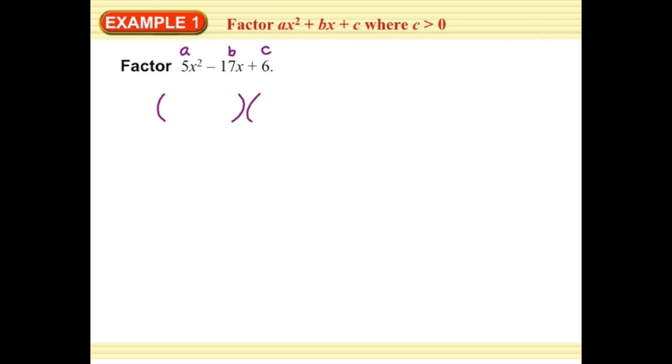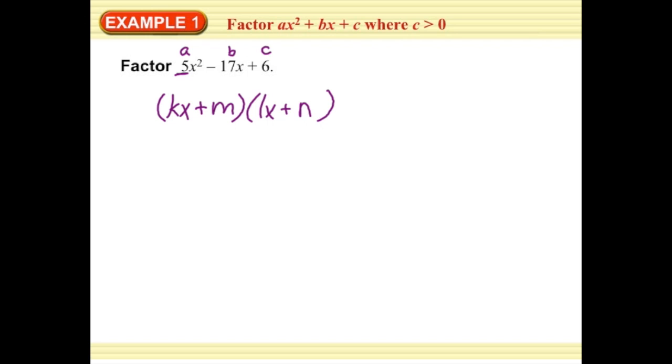I'm going to use some more variables just to keep my work organized, but just try to follow along. kx plus m times lx plus n. Now, in the video on section 1.3, we used m and n to help us figure out what the b and c value would be after we FOILed our equation. Now we also need to keep into account the k and the l value so that we know what our a variable will be. So this is all because we have this coefficient 5 on our equation.